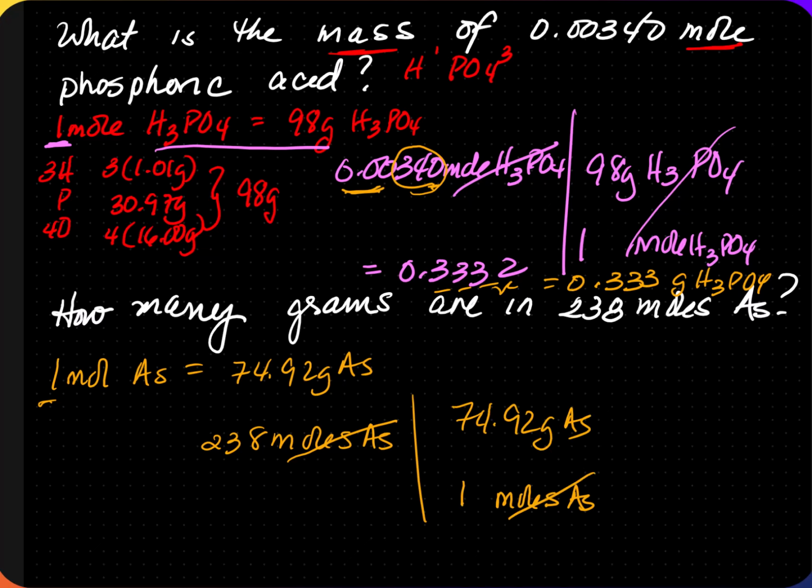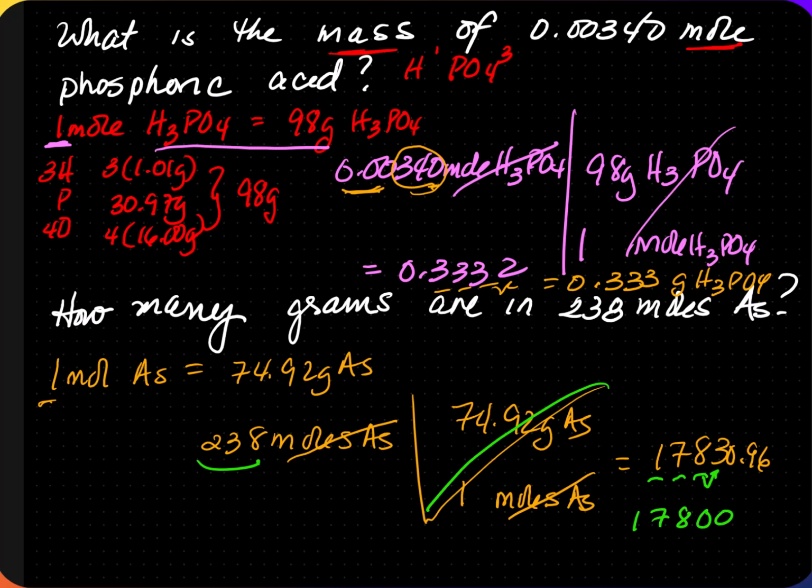The moles cancel out. So 238 times 74.92 divided by 1 gives you 17,830.96. We need to do sig figs. Conversion factors do not count. There are 3 because all 3 digits are non-zero digits. So we count 1, 2, 3. I look 1 to the right. So this is 1, 7, 8. We need 2 zeros for a placeholder. The better answer is 1.78 times 10 to the 4th grams of arsenic.